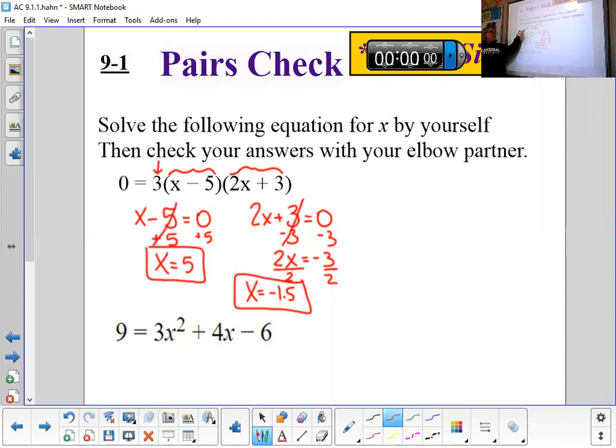Now, if you saw that 3 out in front and thought, oh, I have to distribute it before I can do anything, that's fine. You'll still get the same answer, but make sure you only distribute it across the first parenthesis. Or save yourself some time and don't distribute it at all.